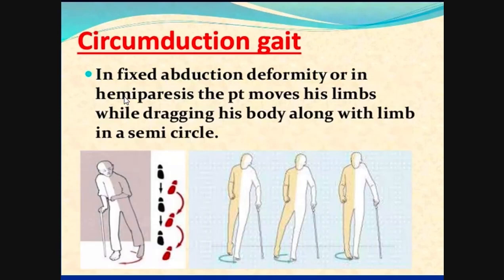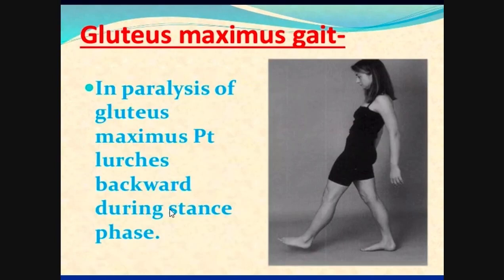Circumduction gait is seen in a fixed abduction deformity of the hip joint, or in hemiparesis. The patient tries to move his limb while dragging his body along with the limb in a semi-circle fashion. And we see it again in a deformity called the fixed abduction deformity of the hip, or in those patients with paralysis. Gluteus maximus gait: in paralysis of the gluteus maximus, the patient leans backward during the stance phase, as you see in the picture.